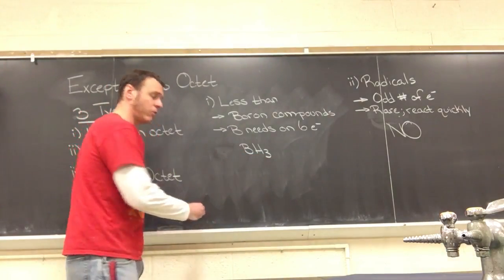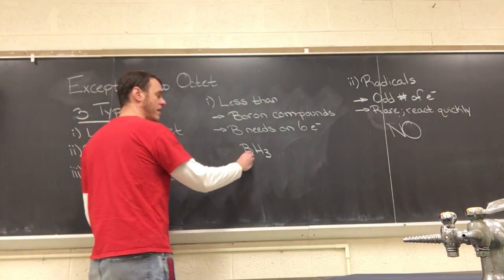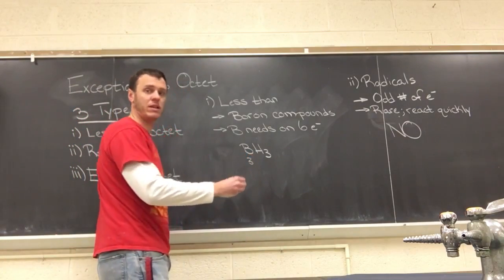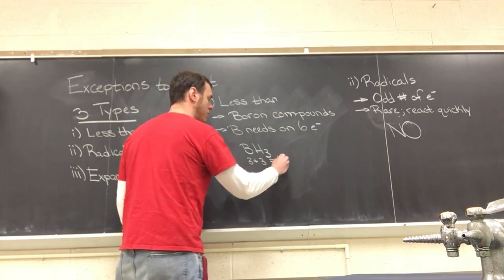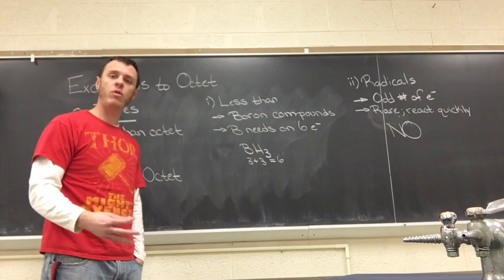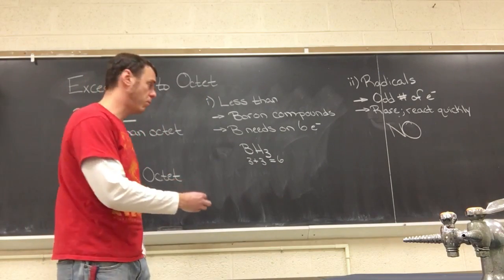So we're going to go through this like we did with any other drawing. We're going to start by counting up electrons. Boron has 3 valence electrons. Each hydrogen has 1 valence electron, and we end up with 6. Well, looking at this, we know that hydrogen can only make 1 bond, so it cannot go in the middle. So we're going to put boron in the middle.